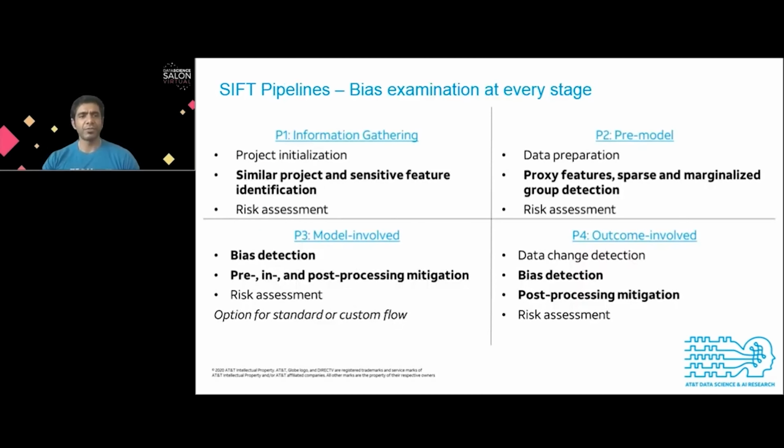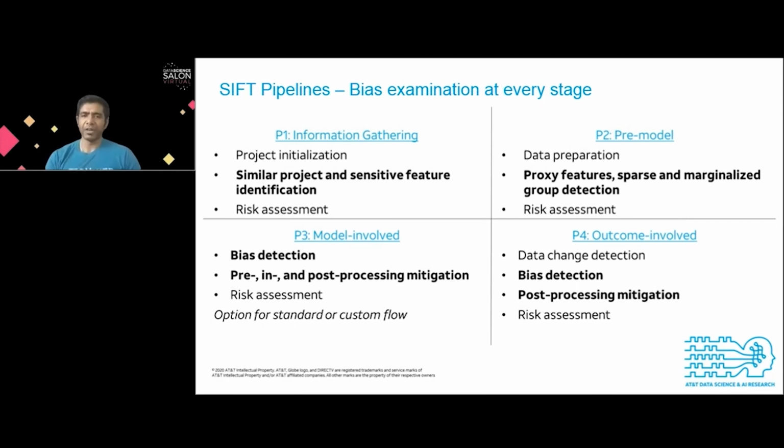Now the SIFT pipelines. SIFT has 4 pipelines. The first one is information gathering, which is essentially you start a project, you collect some data, and now you're ready to move on to actually building the model. The most important part here is the similar project and sensitive feature identification. You go through the list of past projects that have already been stored, either manually or using simple semantic search procedures, and find out which projects were similar. By consulting the description of those projects and some subject matter experts, you identify sensitive features. And then before proceeding, you assess the risk of proceeding based on the information from past projects and the sensitive features.